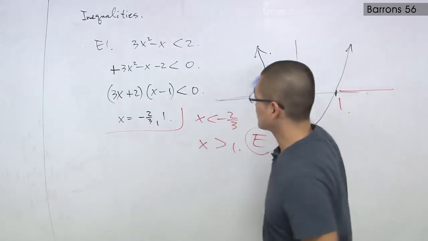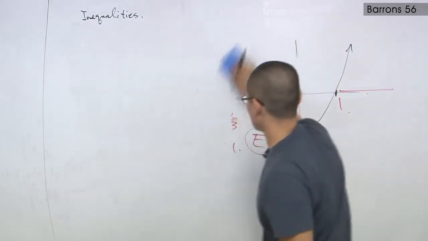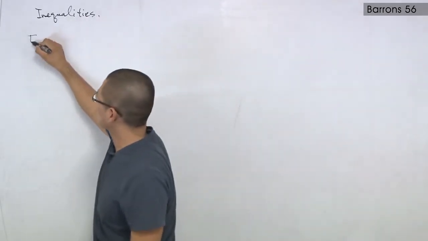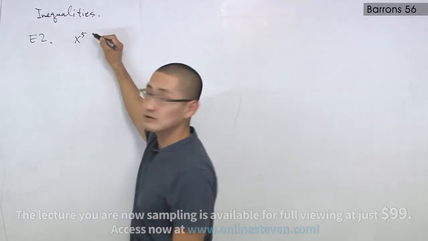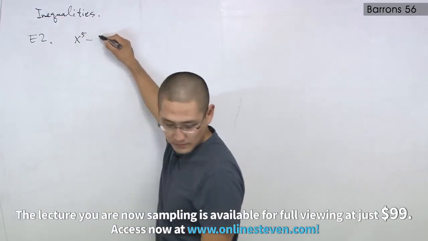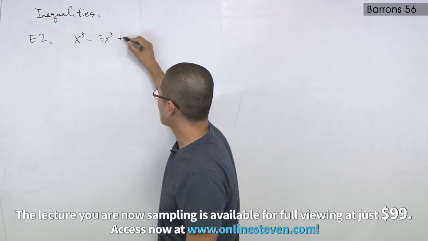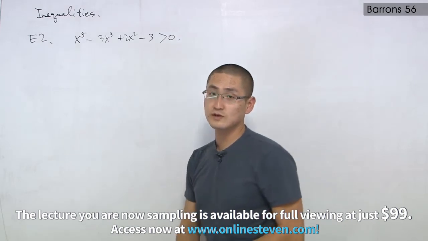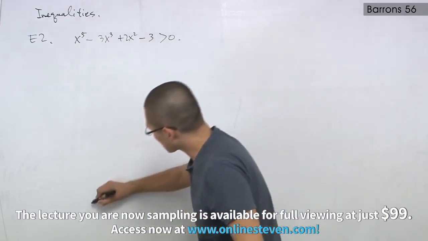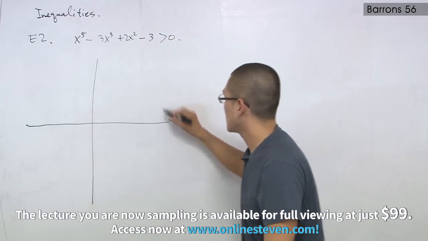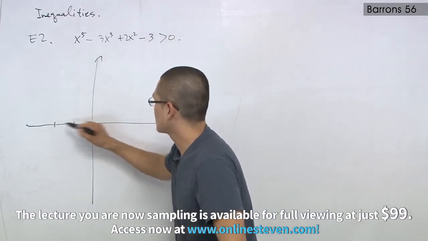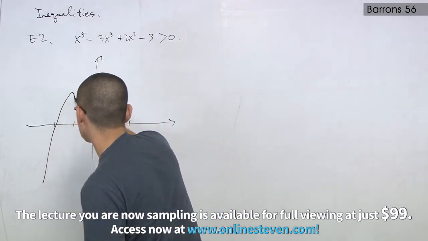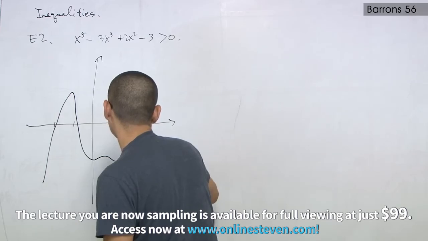All right, second question, we have a higher power, so you might be thinking, how do I do this, right? All right, let's look at number 2. We have a fifth power function. We have 3x cubed plus 2x squared minus 3 there. And we want to find the intervals where it gives you greater than 0. Use your calculator to graph this function, and you will end up with this. 1, 2, and 1, 2 there. We're going to get something like this.